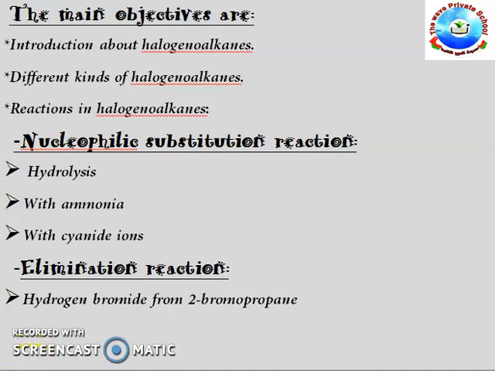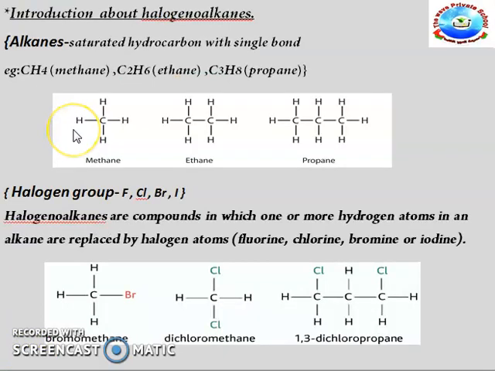Let us proceed with the introduction about halogenoalkane. Students, before I proceed with halogenoalkane, let me introduce alkanes and the halogen group. We are familiar with alkanes because we studied in the last chapters what alkanes are, and we are also familiar with the halogen group. So let us have a look at alkanes. These are saturated hydrocarbons with single bonds. For example, methane, that is CH4, ethane, that is C2H6, and propane, that is C3H8. You can see the structures of methane, ethane, and propane.